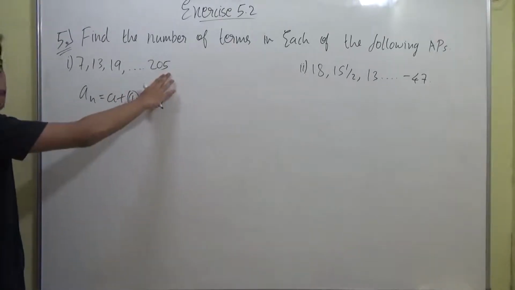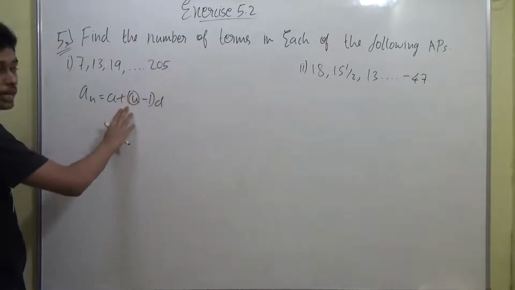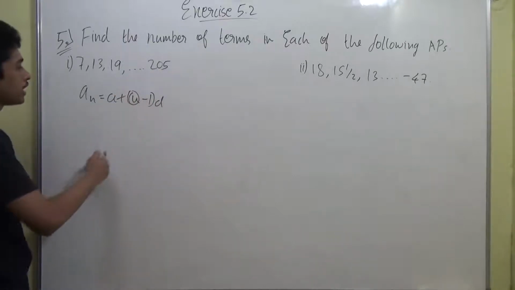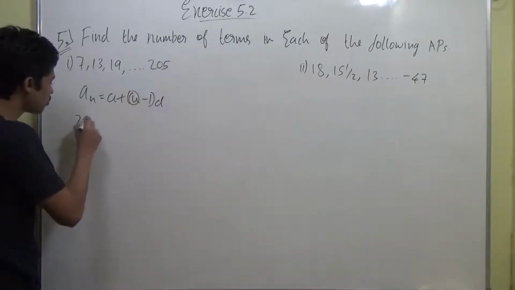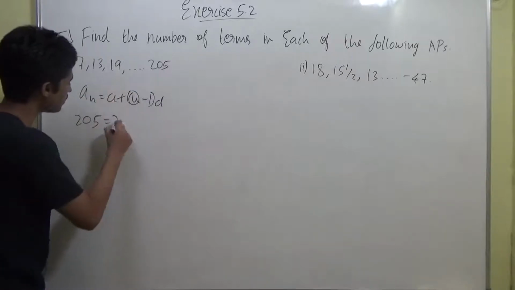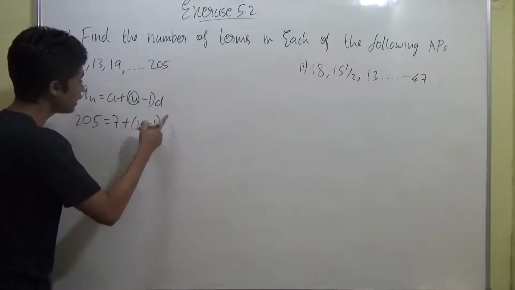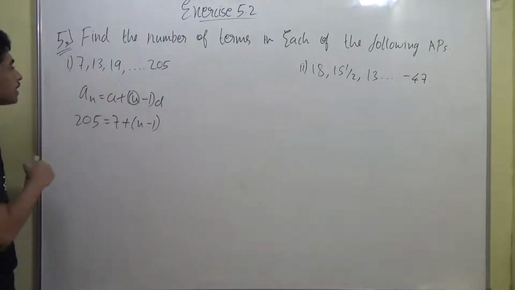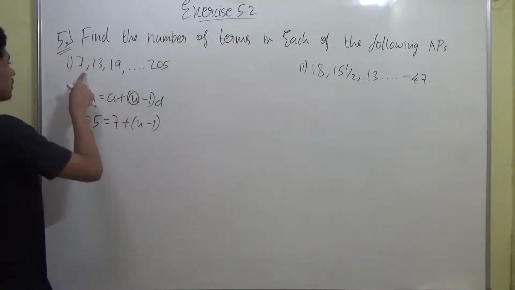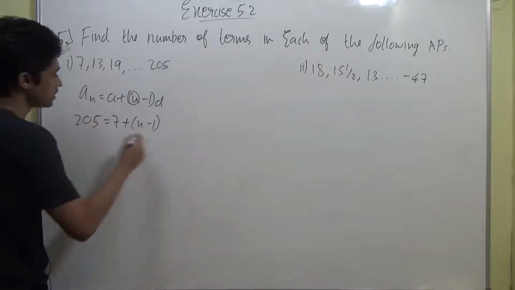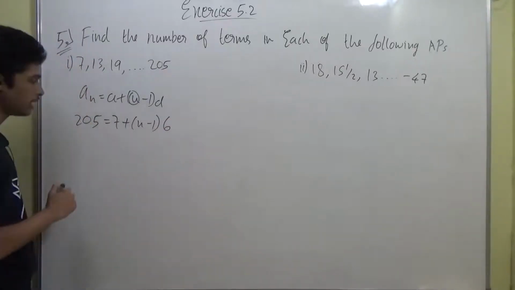A of n is the last term of the AP, that is 205. So the only thing which you don't have is n, which we will be finding now. So a of n is 205, equal to a, which is 7, plus n minus 1 into d. What is d? Here d is 6, because the difference between 7 and 13 is 6. 13 minus 7 is 6. So we have to find the value of n now.